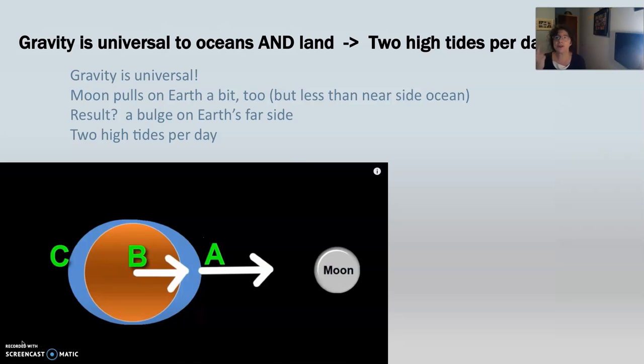And actually, there are 2 high tides a day because the gravity of the moon is universal to the atoms of water in the ocean and the atoms of the soil on the land. So the moon is not only pulling on the water on the near edge, but it's also pulling on the land of the Earth. And in fact, it pulls it over so gently that it leaves space at sea where water builds up as well.